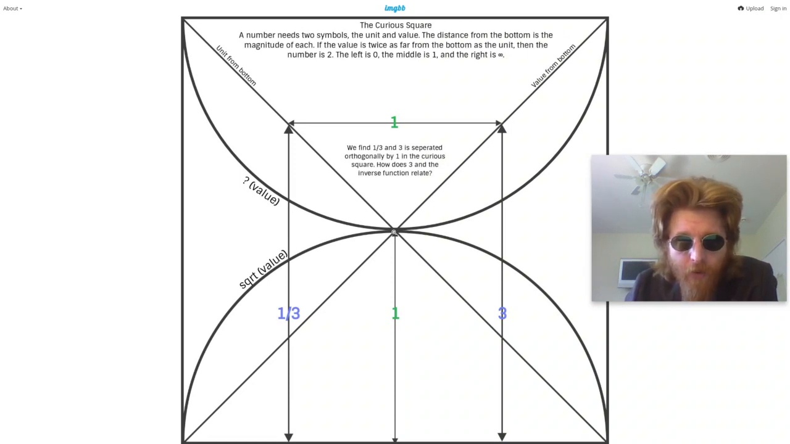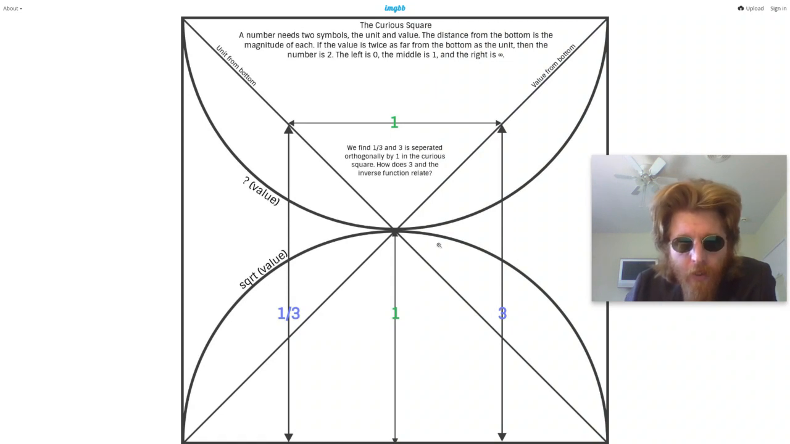And of course, then you could also have a semicircle right here, which would give you another function that I'm curious about. And of course, the one for its inverses as well. And then another one that I noticed was that we find 1/3 and 3 are separated orthogonally by 1 in the curious square. How does 3 and the inverse function relate? Because once again, 3 and 1/3 are separated orthogonally by 1 in the curious square.